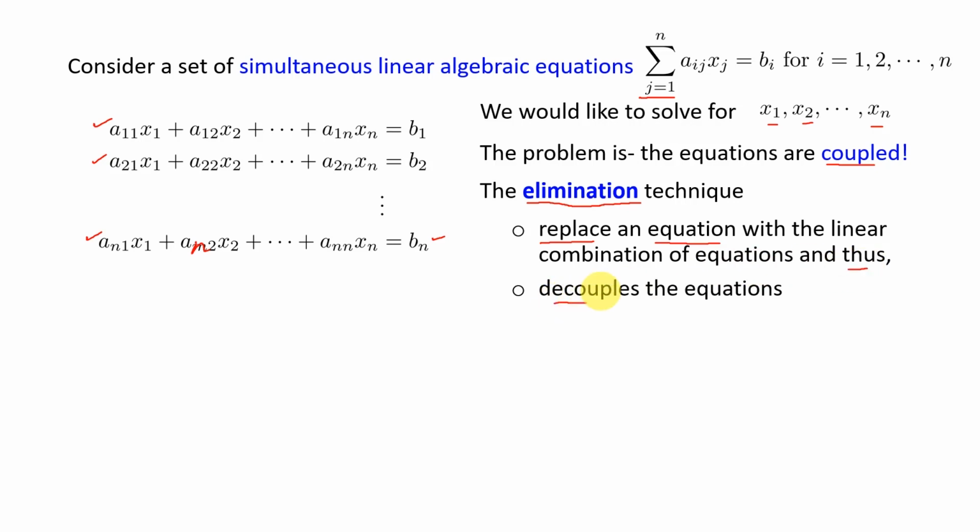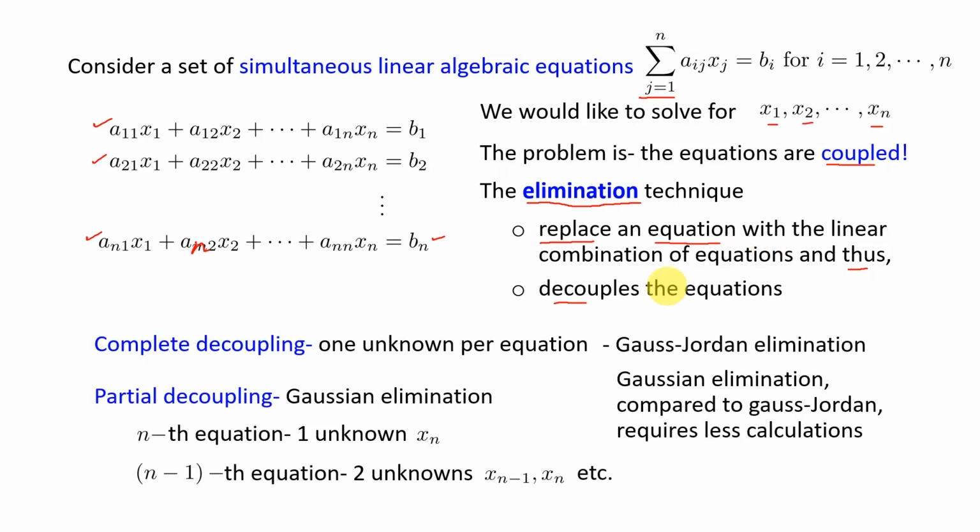Now this may look slightly complicated, but this is exactly what you did in high school when you solved two equations and eliminated one unknown from one equation. When we apply the elimination technique, there are fundamentally two different eliminations that you will see. One elimination goes to complete decoupling, and complete decoupling means that at the end you will have a one unknown, one equation type system, and that is what we call Gauss-Jordan.